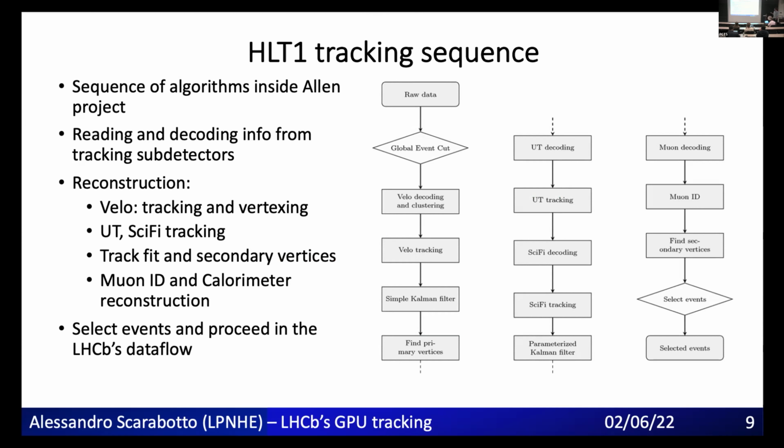And okay, so I will explain to you how the HLT1 tracking sequence works. This is inside Allen. So we start with reading and decoding information from the tracking subdetectors, and then we start with our reconstruction. So from the velo, tracking and vertexing, and then tracking using the UT and sci-fi, and then we can fit our tracks and find secondary vertices, and we can also use some information from particle identification subdetectors, so having information from muons and calorimeters for electrons. But at the end, the goal of a trigger is to select events and proceed with the LHCb data flow.